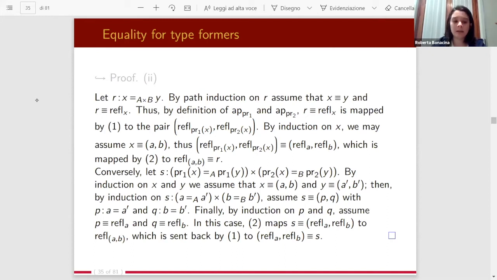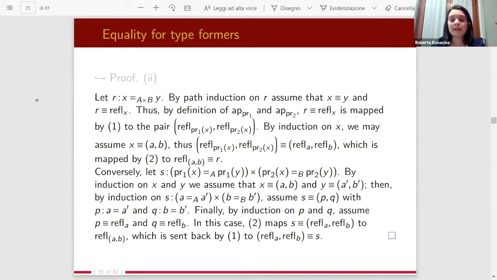Now we need to prove the second direction. And so let's take S a term of the product type of the two equalities on the first and second projection. Now we assume by induction on X and Y that they are both pairs. Again, X is the pair A B and Y is the pair A prime B prime. And by induction on S, we can assume that S is a pair PQ with P of type A equal A prime and Q of type B equal B prime.